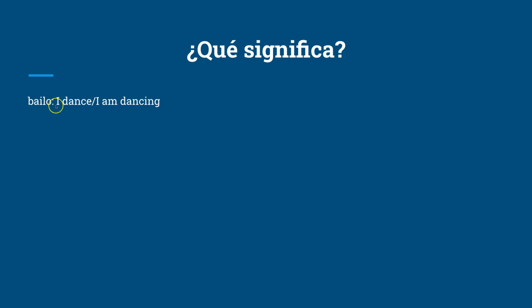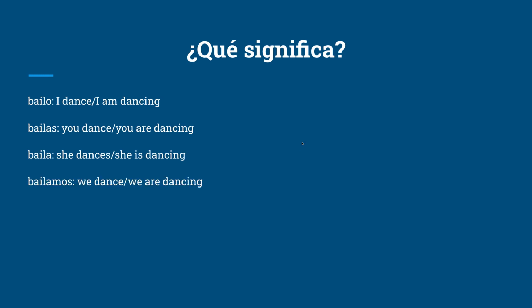Well, bailo can mean I dance or I am dancing. Note that it's just one little word that can mean multiple words in English. One word in Spanish, but multiple words in the meaning in English. Bailas, you dance, you are dancing. Baila, she dances, she is dancing. Bailamos, we dance, we are dancing. Bailan, same kind of structure.